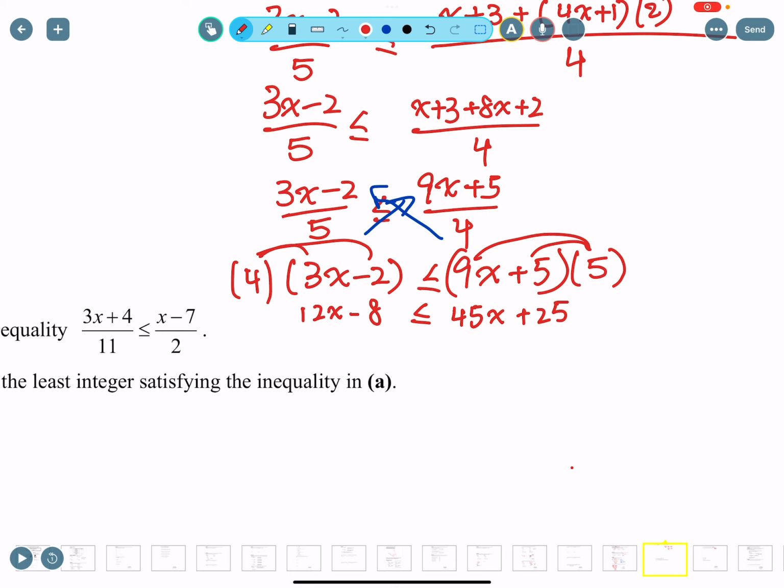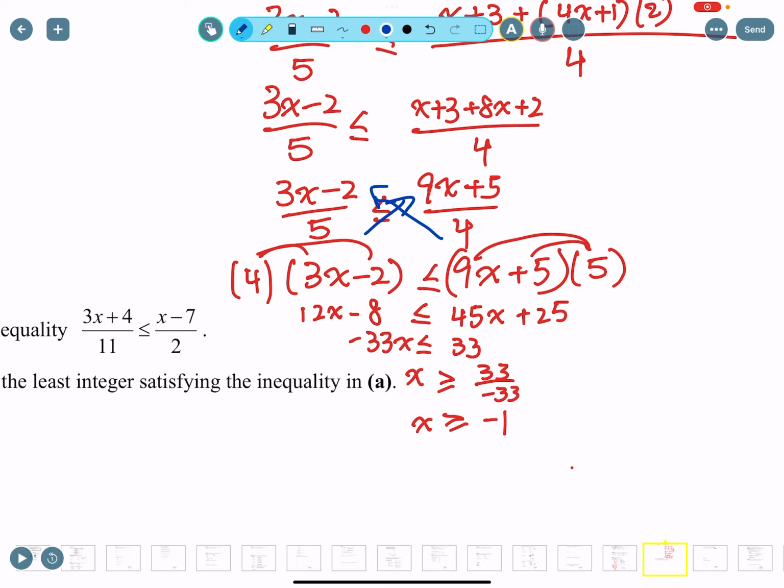12 minus 45 is what? I don't even know. Use my calculator. 12 minus 45, negative 33x. 25 plus 8 is 33. x smaller than or equal. Oh, we have to flip because we're dividing by negative 33, a negative number. 33 divided by negative 33. x is greater than or equal to negative 1.